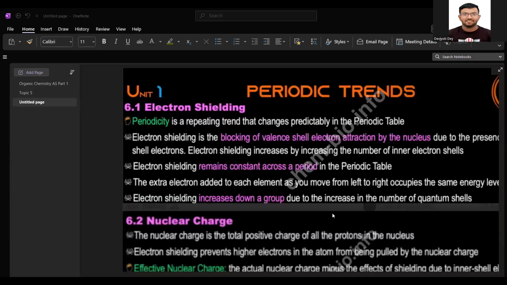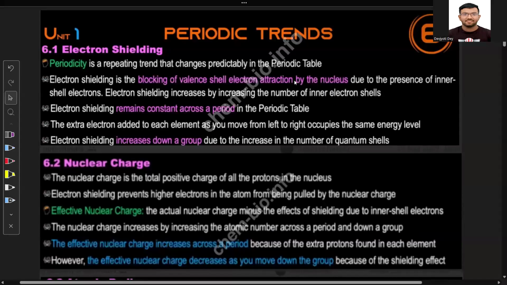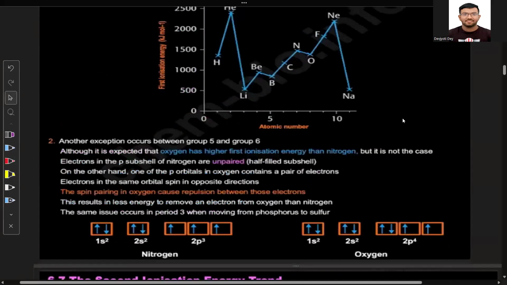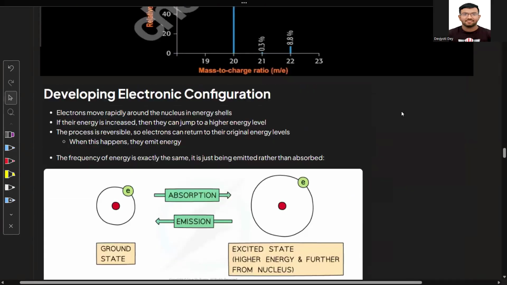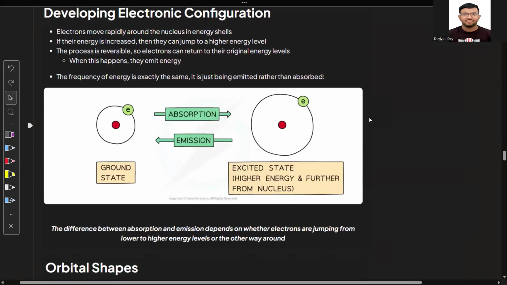So today we are basically going to talk about the last topic of Unit 1, which is topic 2, and we'll cover everything related to topic 2. At first, let's move on to the first part, which is what electronic configuration is, the base part of this whole topic.